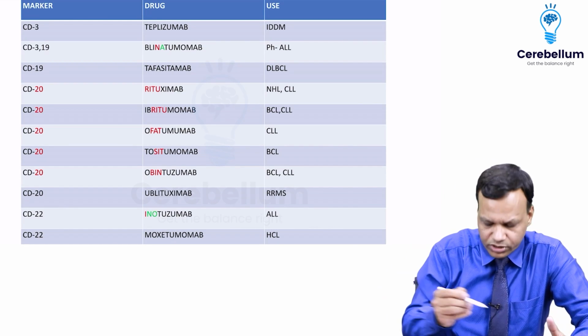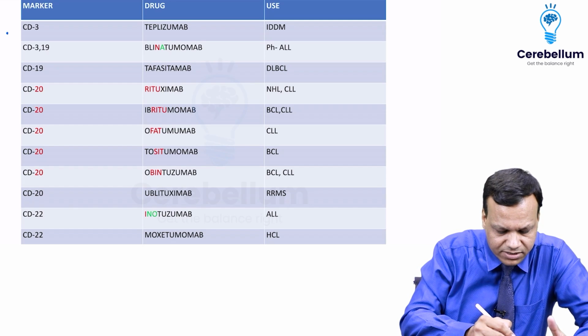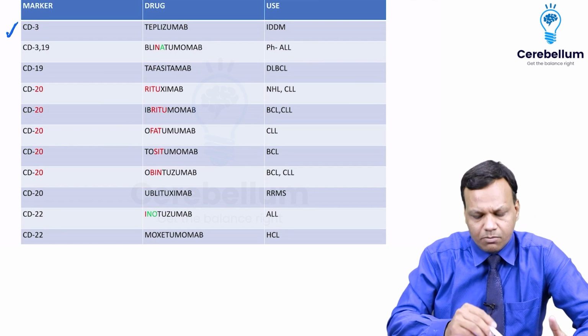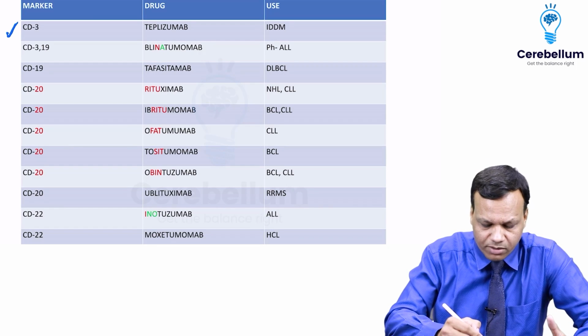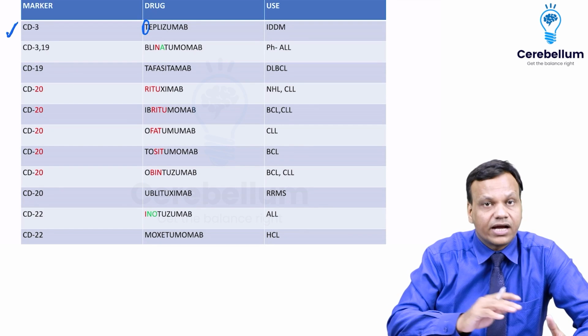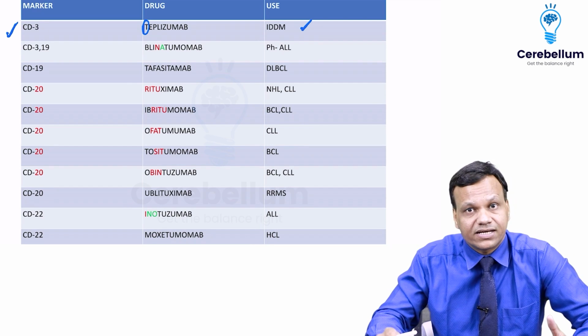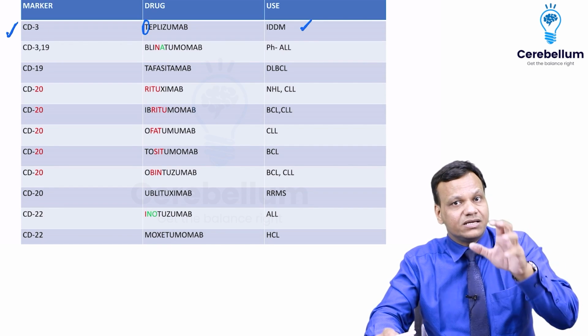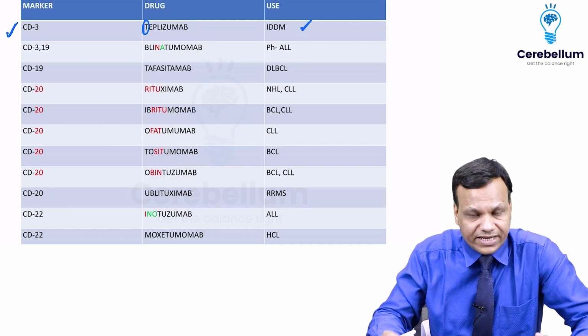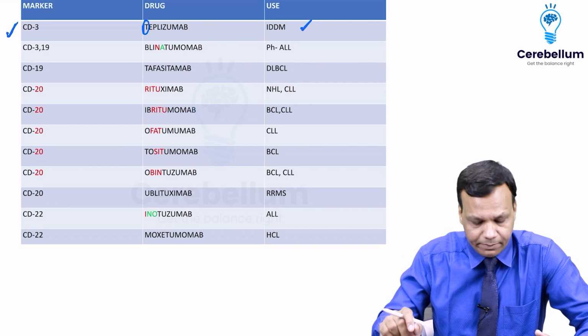Then we have various CD markers and monoclonal antibodies against them. The latest one you need to remember is CD3. CD3 monoclonal antibody is teplizumab. You can remember, starts with T, which means 3. Again CD3, it is used for insulin dependent diabetes mellitus. It inhibits the breakdown of beta cells of the pancreas. So used for IDDM.